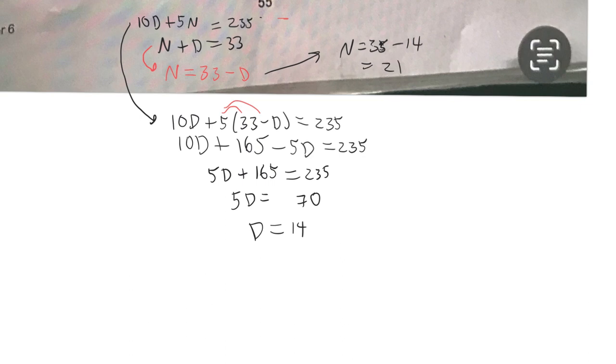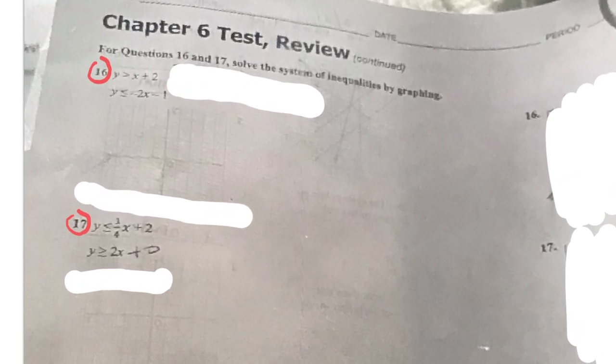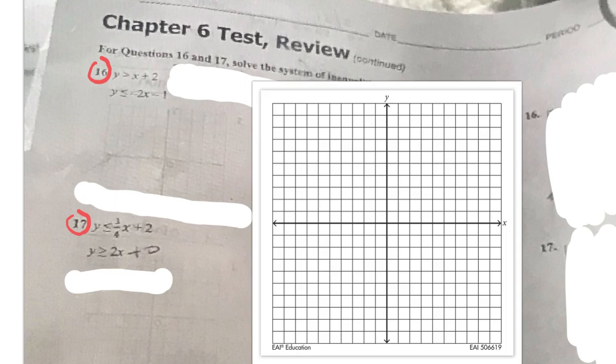So therefore, we have 21 nickels and 14 dimes. Okay, looking at problem number 16. Solve the system of inequalities by graphing. So the way to go with these is to graph the lines.